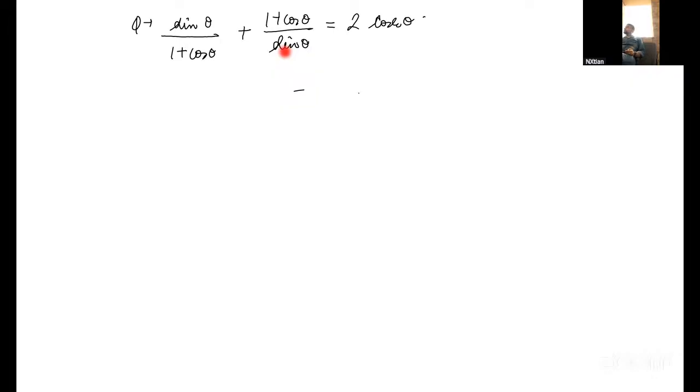Jashon, how will you do this? Make the denominator same first. I just told you how to make the denominator same. This sin theta will multiply with both the terms. In the same way, this 1 plus cos theta will multiply with both the terms. Can you do it? Try to solve this. Try to write this step.